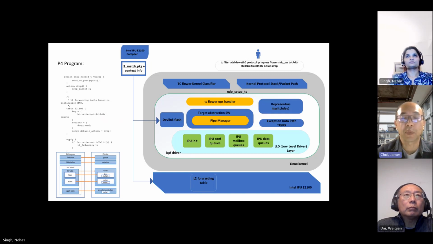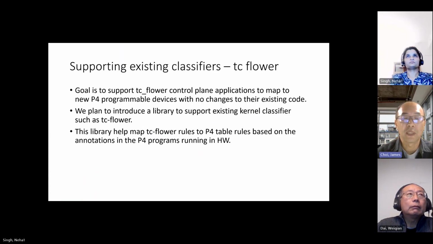So here is pretty much similar to the P4TC picture that Nia shared. The difference is that you can see that the TC Flower ops handler is going to map to the pipe manager that Nia talked about, and the mechanism of downloading the package and the context JSON can be done through the devlink. Another option would be to download it through the TC P4, but there would also be an option to download it through the devlink. So that's what this diagram is showing. If we can go to the next slide.